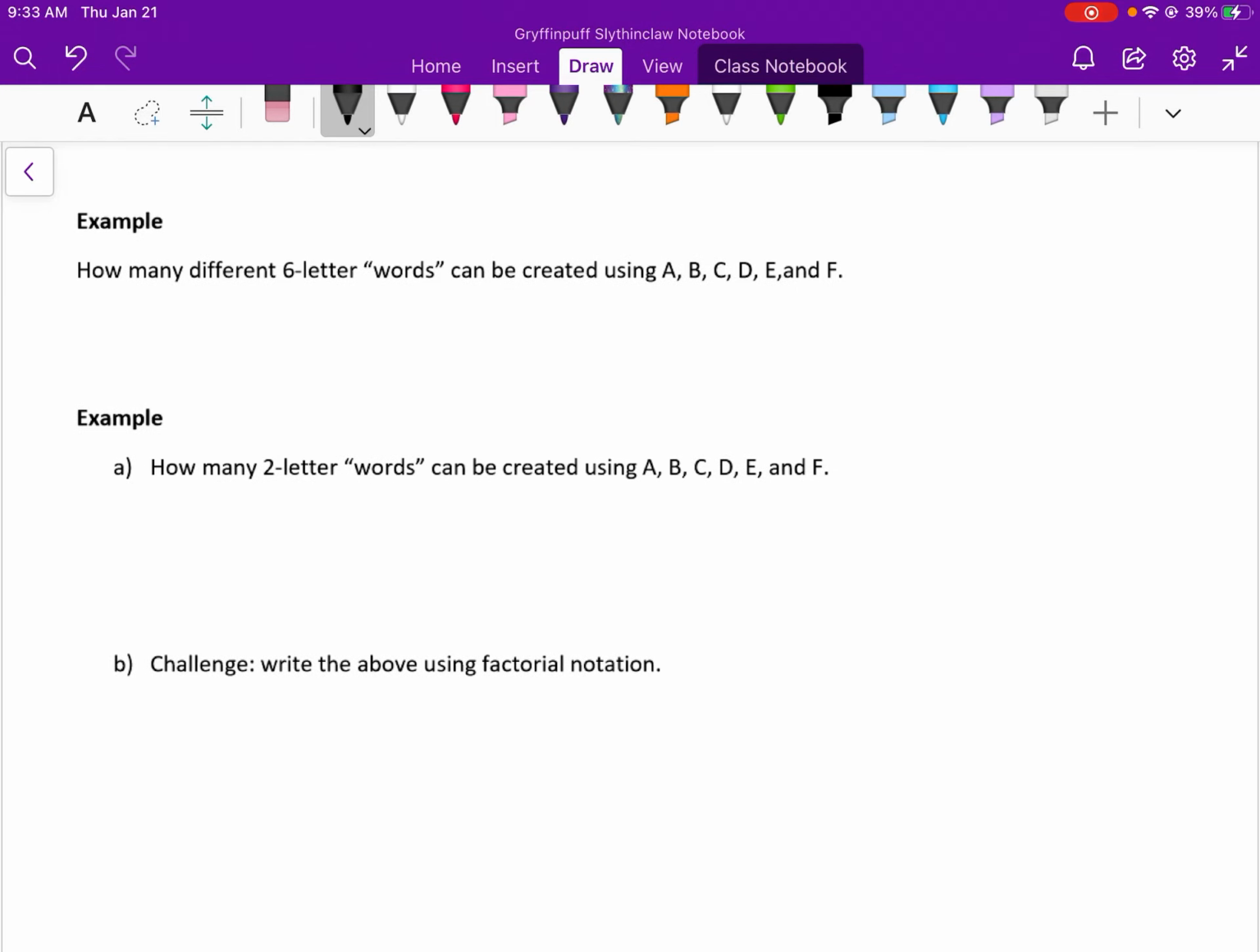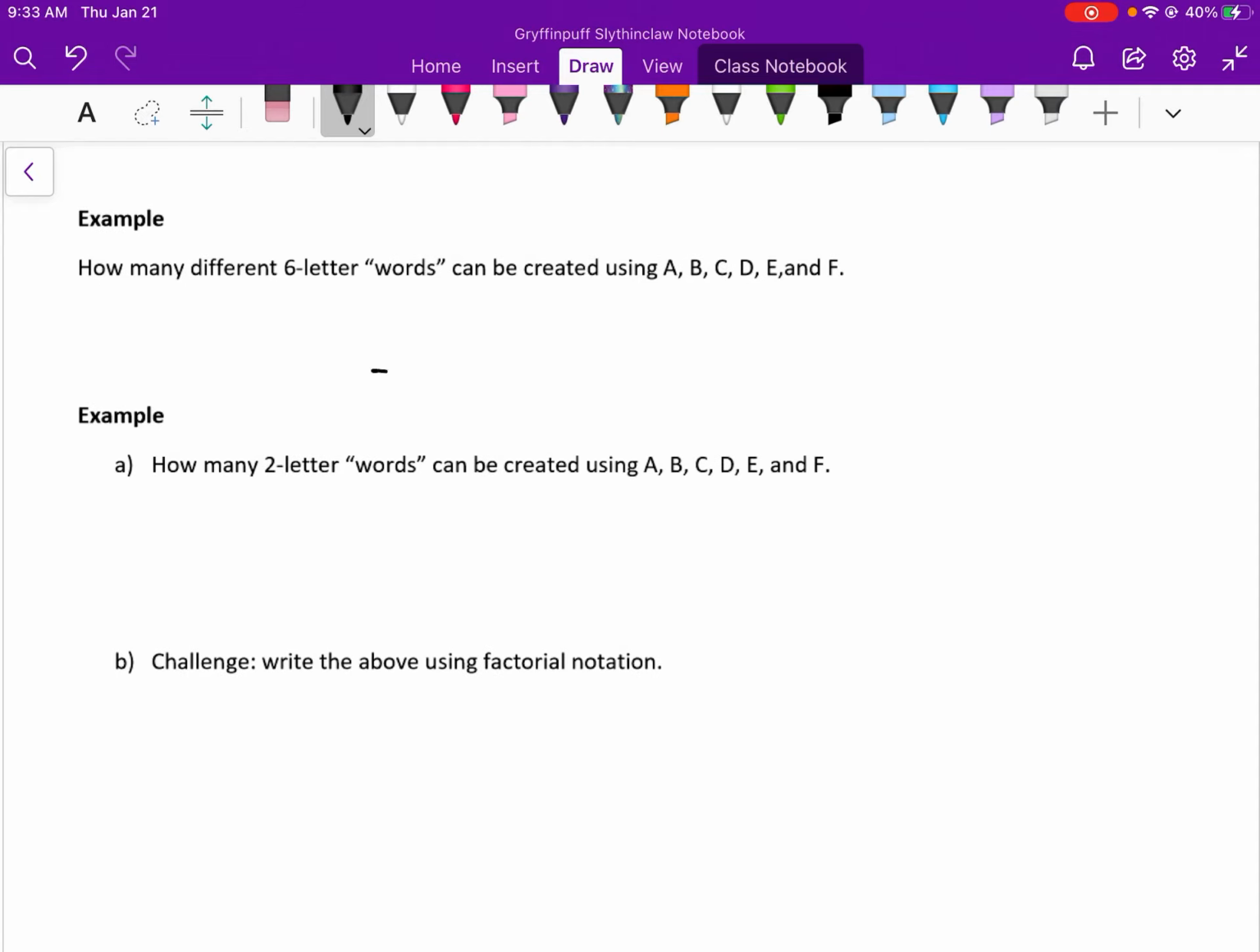Now, where does this have a place in permutations and combinations? How many different 6-letter words can be created using A, B, C, D, E, F? Basically, how many different arrangements can be made if we scramble these 6 letters? I have 6 different letters to scramble, and in my first place, there are 6 choices.